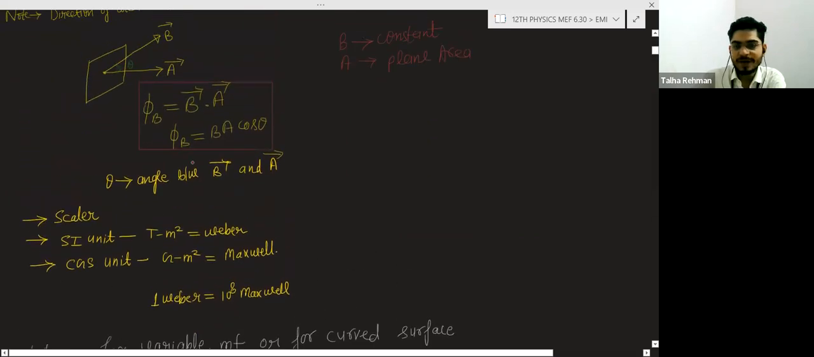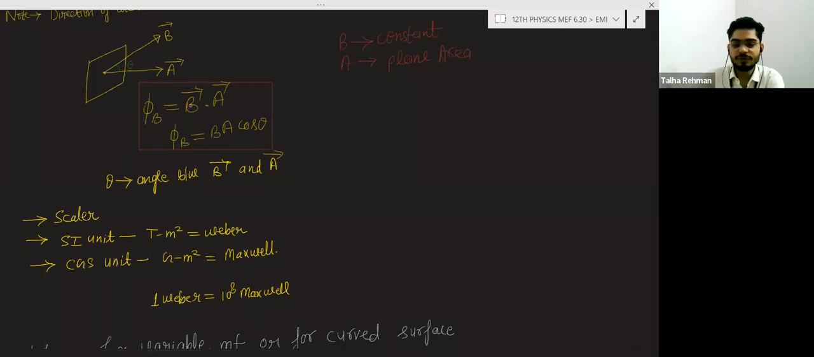Why Tesla meter square? Because the unit of magnetic field is Tesla and the unit of area is meter square. So Tesla meter square is also known as Weber.